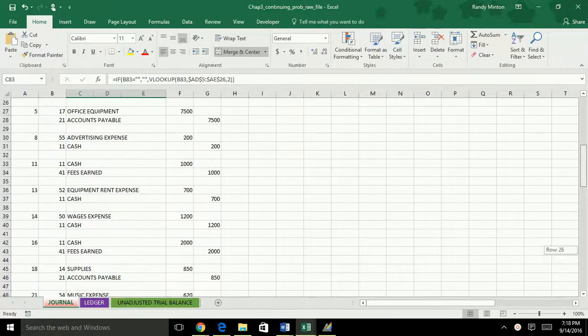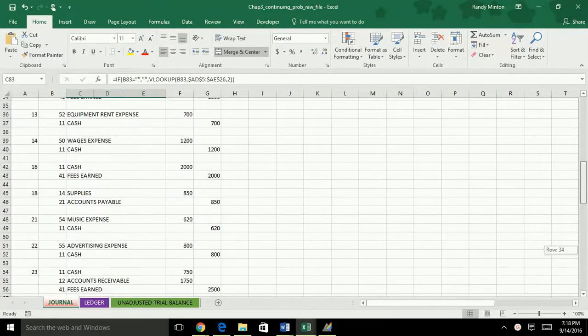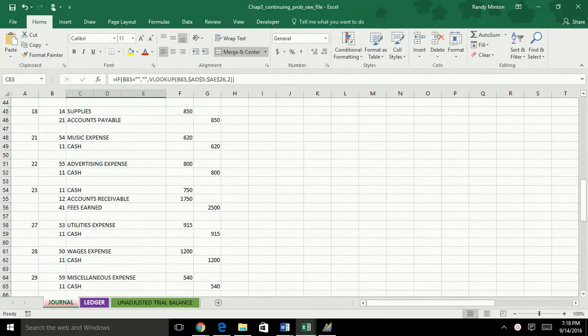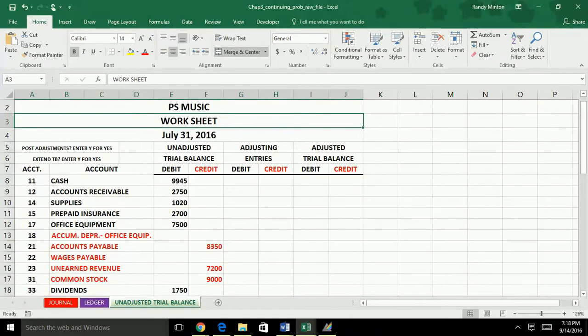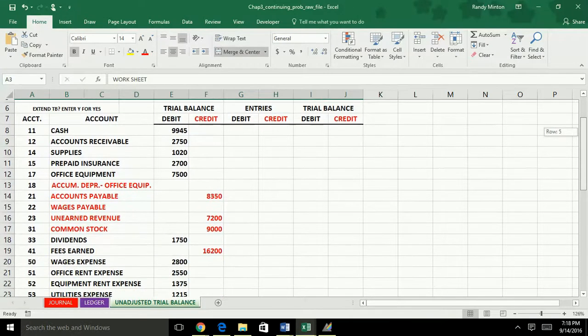We go up through the screen. And after we did the journal entries, we posted those to T accounts, which we'll call a ledger, because a ledger really is nothing more than a glorified T account. And then, once we have posted them to the ledger, we put them in the unadjusted trial balance.